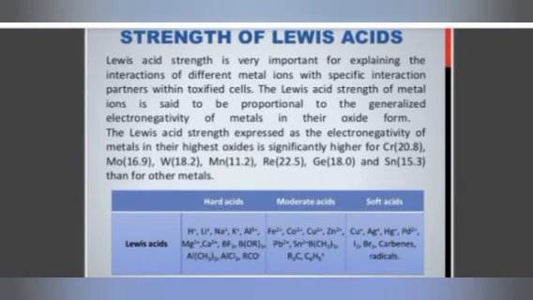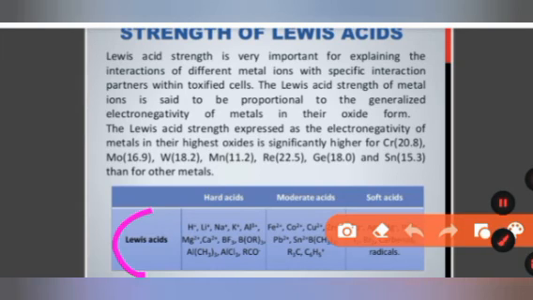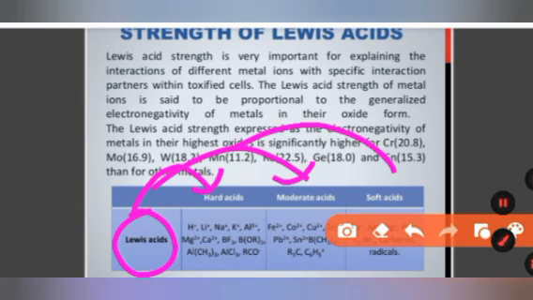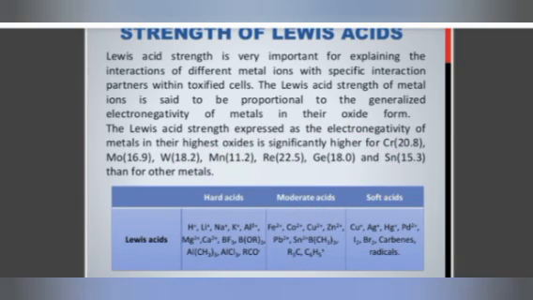The strength of Lewis acids is very important for explaining the interaction of different metal ions with specific interaction partners within toxified cells. The Lewis acid strength of a metal ion is said to be proportional to the generalized electronegativity. Lewis acids are of three types: hard acid, moderate acid and soft acid. Hard acids are H positive, lithium positive, sodium positive. Moderate acids are generally transition elements and soft acids are also transition elements.